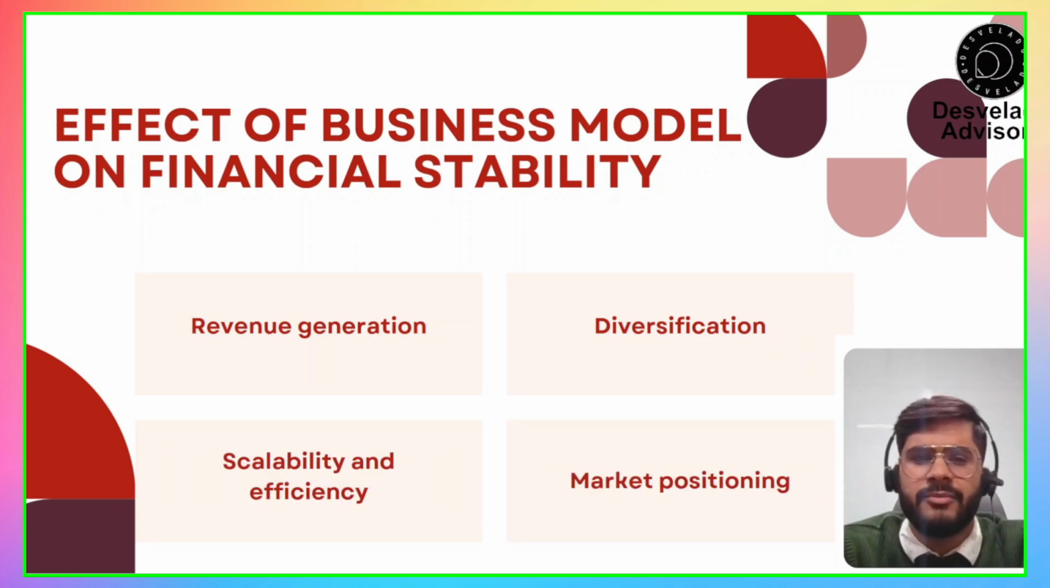Now we can see the effect of business model on financial stability. The business model affects revenue generation, as how big the market is will be translated into revenue. And then diversification, market positioning, scalability and efficiency. So these are the basic points of financial stability.